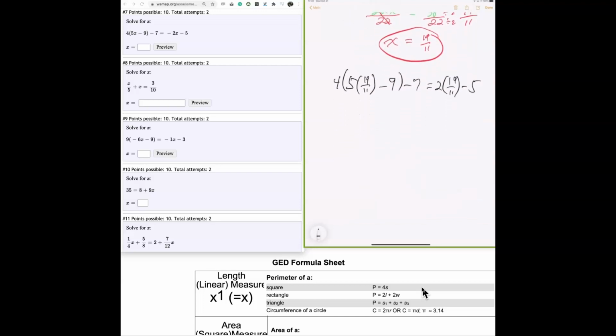So following PEMDAS, we're going to work inside the parentheses, and we have an unwritten multiplication operation, and then this is subtraction, and a subtraction here, and another multiplication here. So we're working inside the parentheses. 5 times 19 over 11. 5 times 19, 5 times 20 would be 100, and this is 5 less than that, so 95. 95 over 11 minus 9.